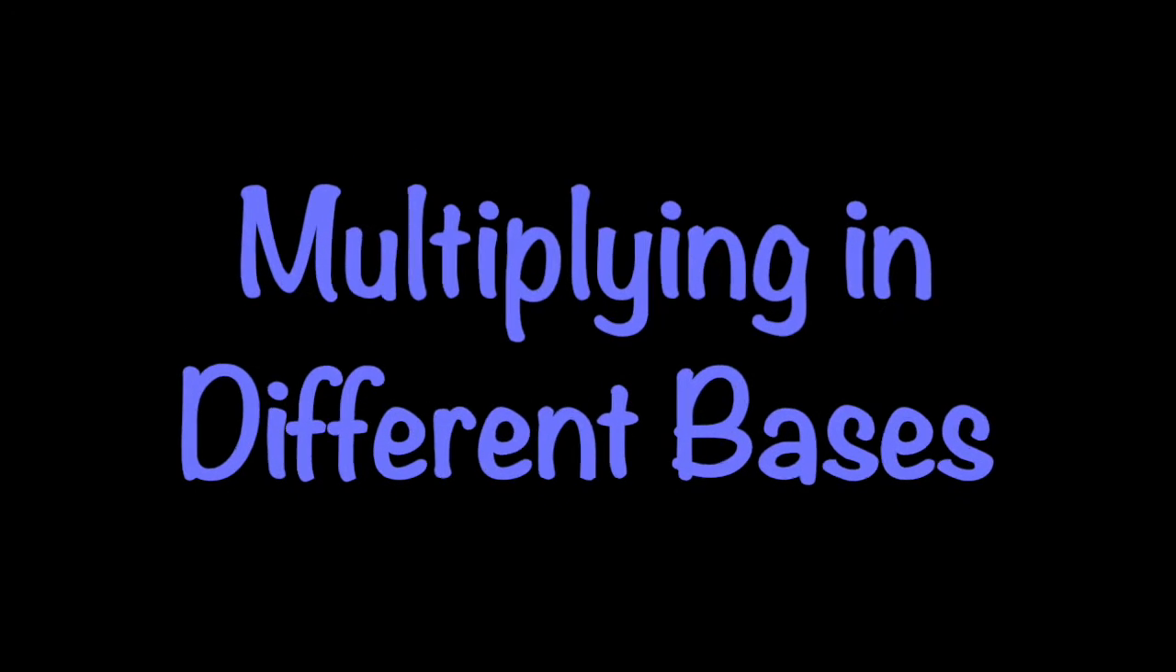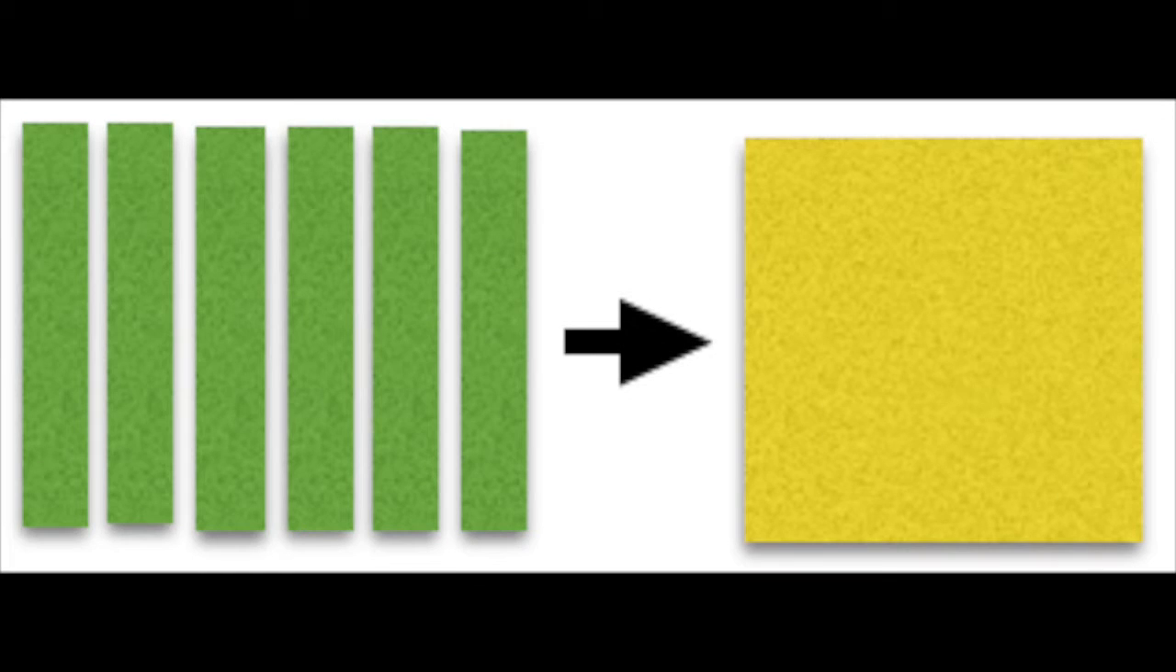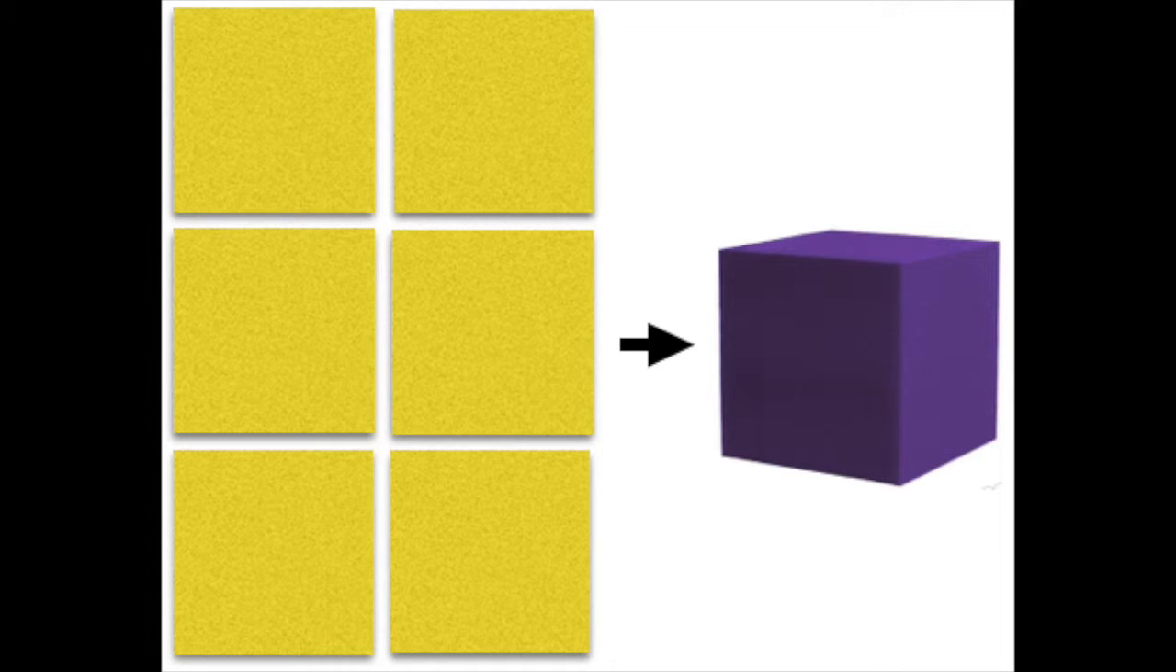Multiplying in different bases. When we need to count one more than 5, we move 6 individual units up to one stick, keeping in mind that a stick in base 6 is made up of 6 individual units. When we get too big in the sticks column, or when we get more than 6 sticks, we need to move up to a flat. A flat in base 6 is made up of 6 sticks. When we get more than 6 flats, we move up to a cube. A cube in base 6 is made up of 6 flats.